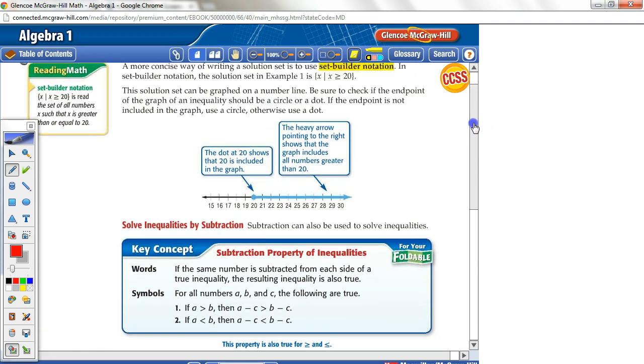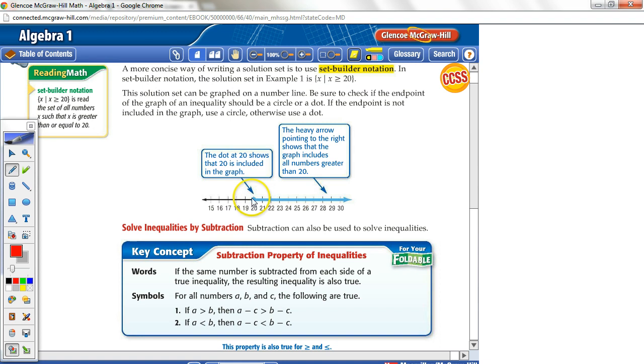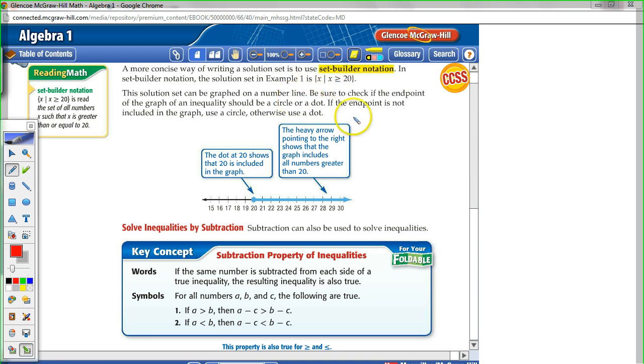So how would you graph this on a number line? You have your x and it's going to be greater. Remember that this greater sign kind of looks like an arrow pointing to the right. So on a number line, you're pointing to the right. It's greater or equal to, and remember we learned this last year, so that means you circle in the 20.